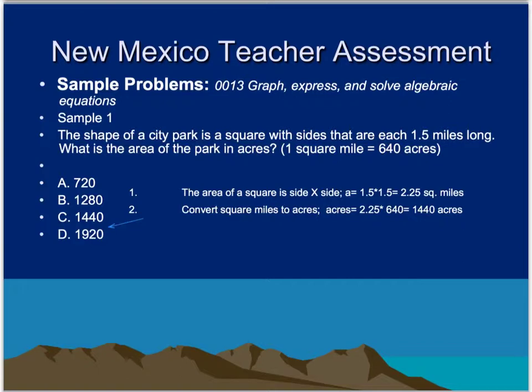Then you use your conversion. 1 square mile is equal to 640 acres. You multiply 2.25 times 640, and it gives you 1,440. The answer is C, 1,440 acres.